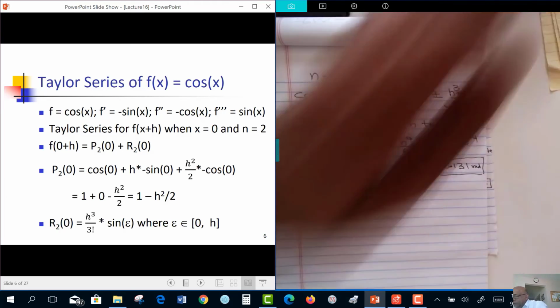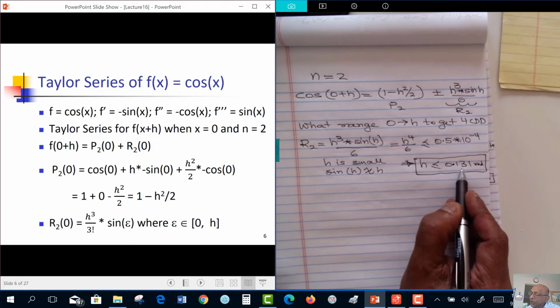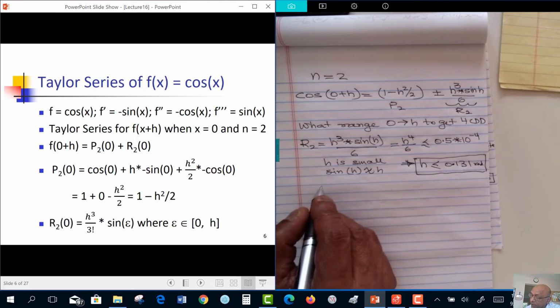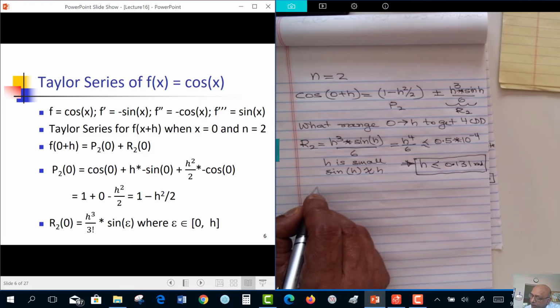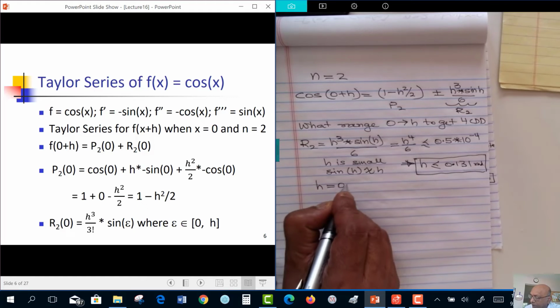Let's do the same here. This is a much larger range, notice, than sine range. Let's consider h is 0.05 radians.